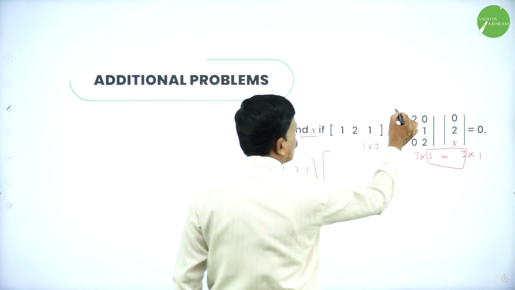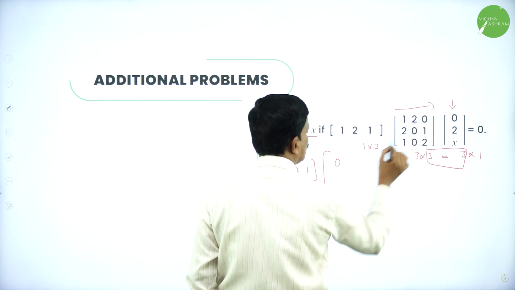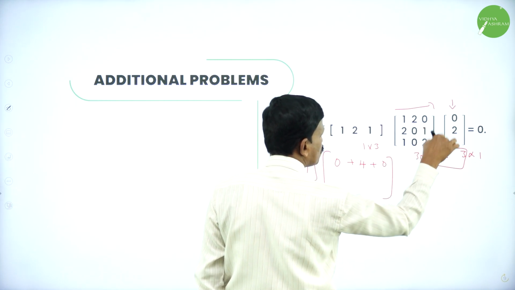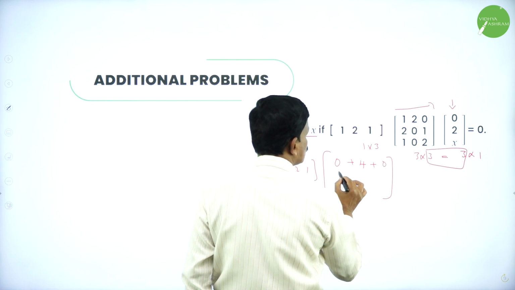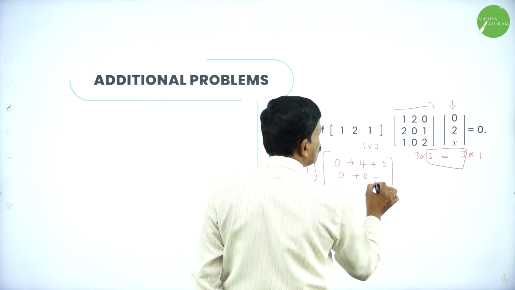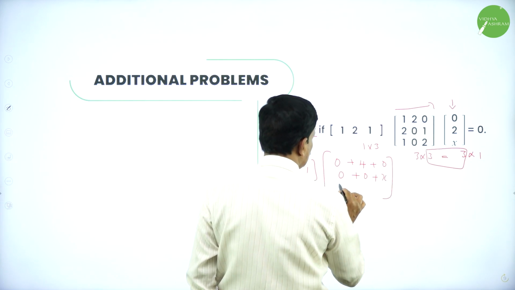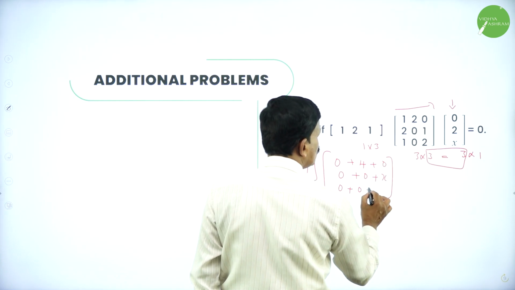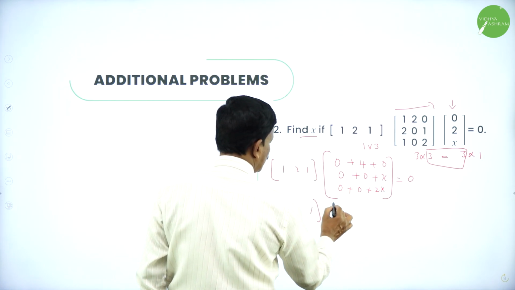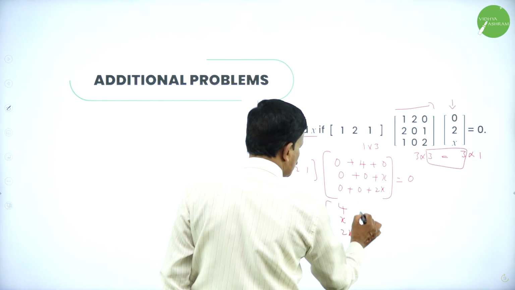Now multiply this. First row, first column: 1 into 0 is 0, plus 2 into 2 is 4. Again 0 into x is 0. Second row, first column: 2 into 0 is 0, plus 0 into any number is 0, plus 1 into x is x. Again last row, first column: 1 into 0 is 0, plus 0 into 2 is 0, plus 2 into x is 2x. So this is 4, x, 2x, which is equal to 0.